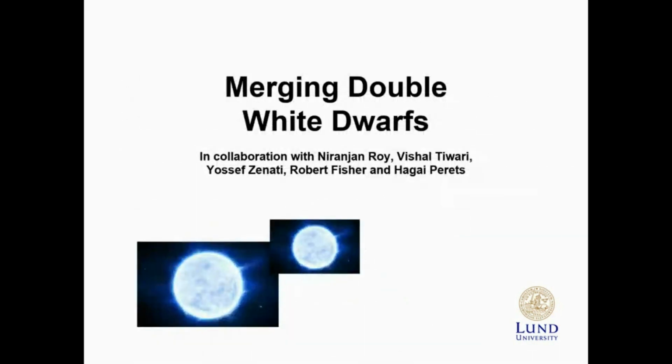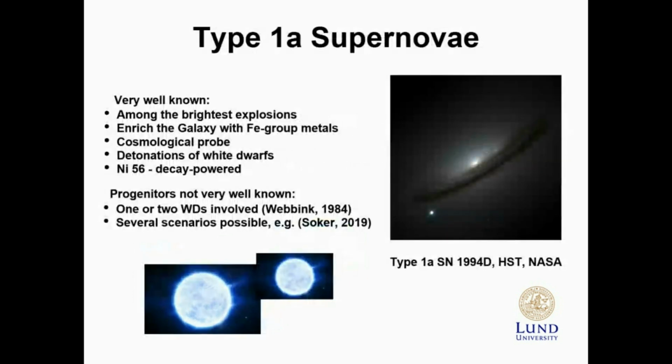So moving onwards, this story brings me to another story which is related to merging double white dwarfs. Merging double white dwarfs is quite an important topic, and that's mainly because it's connected to the so-called Type 1a supernovae. Type 1a supernovae are, I think, very well known even outside of the science community. Basically speaking, Type 1a supernovae are among the brightest explosions out there in the universe.